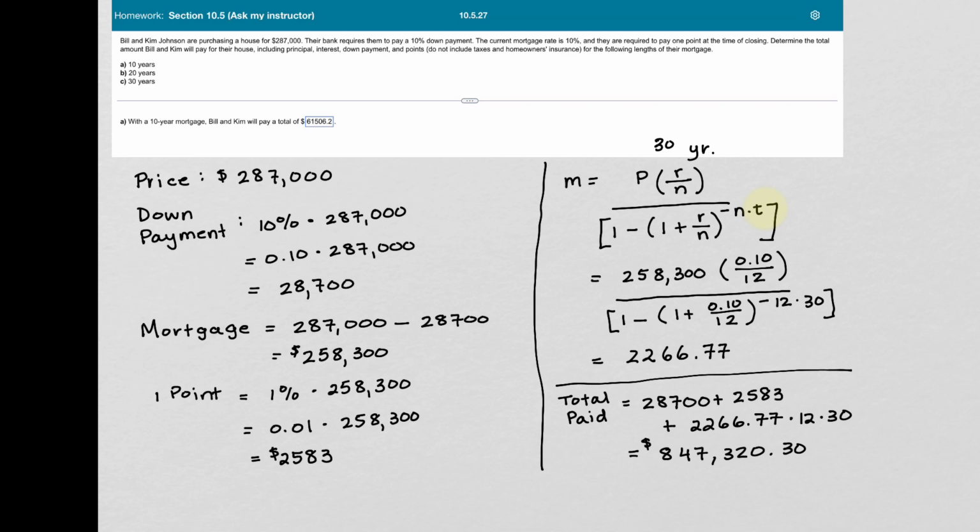So you can see there's a huge difference depending on how long you take to pay off the mortgage. So something to consider when you are purchasing a house. If you can get a shorter term for the mortgage and you can afford that monthly payment, then that's obviously going to work to your advantage. So that's how you do that problem.